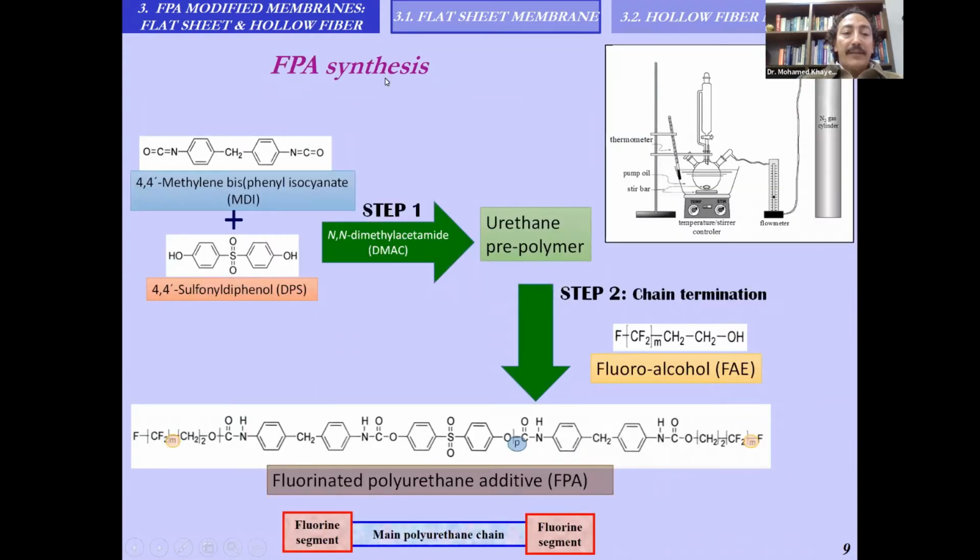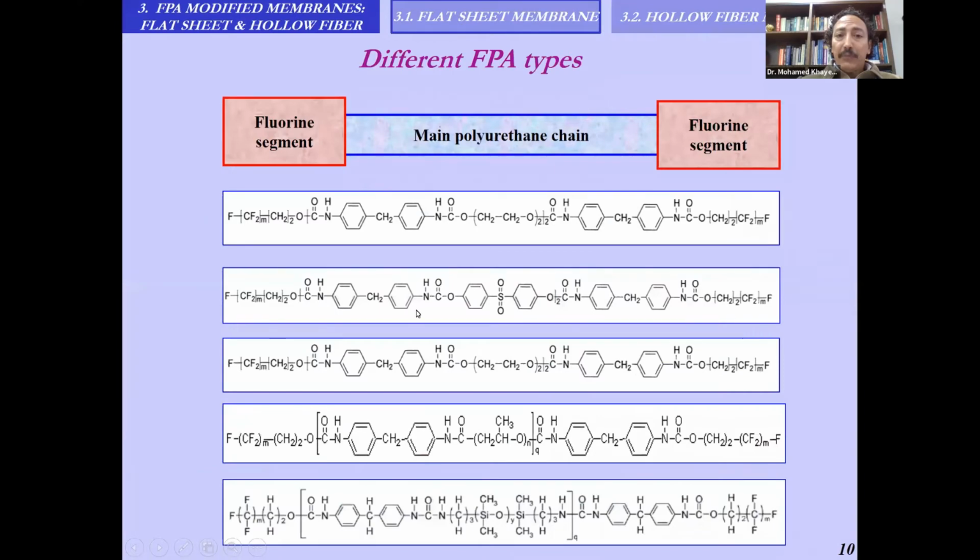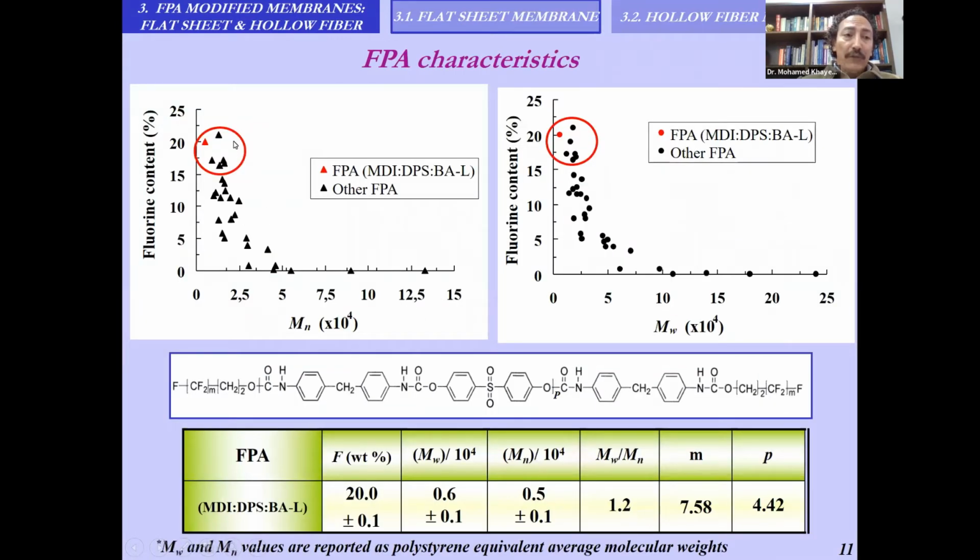These FPAs are synthesized in a two-step polymerization. First of all, we mix the isocyanate with polyol to get an urethane prepolymer. This urethane prepolymer is end-capped with fluoroalcohol to get the fluorinated polyurethane additive, which consists of a main polyurethane chain terminated with two fluorine segments. We prepare different types of FPAs, and we are interested in those that exhibit high fluorine content and low molecular weight in order to favor the migration of this FPA towards the polymer-air interface.